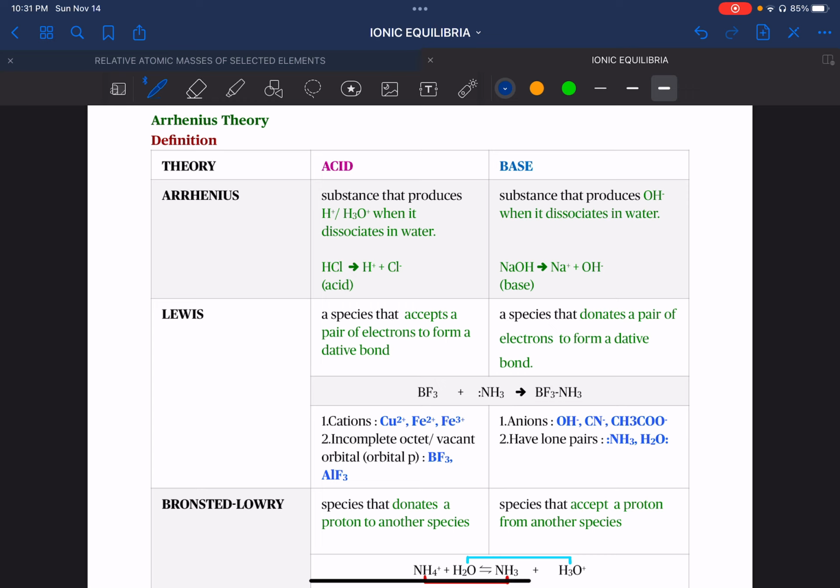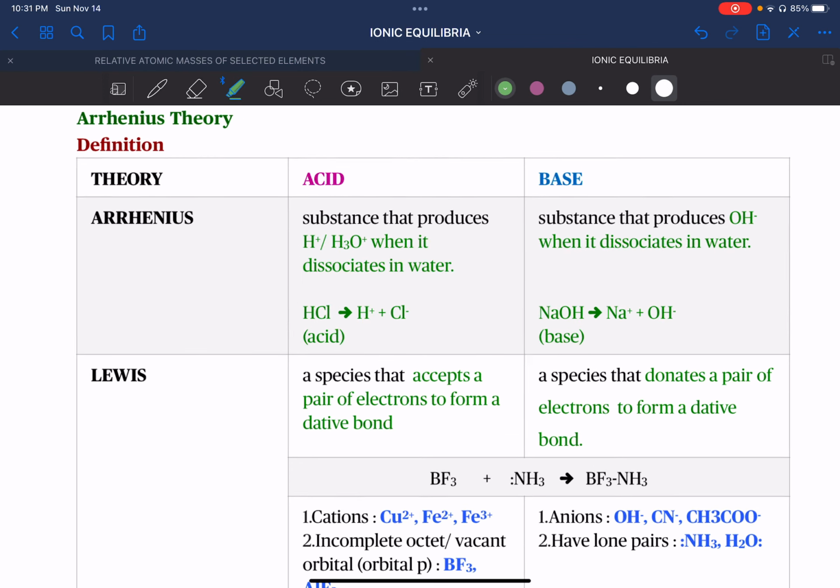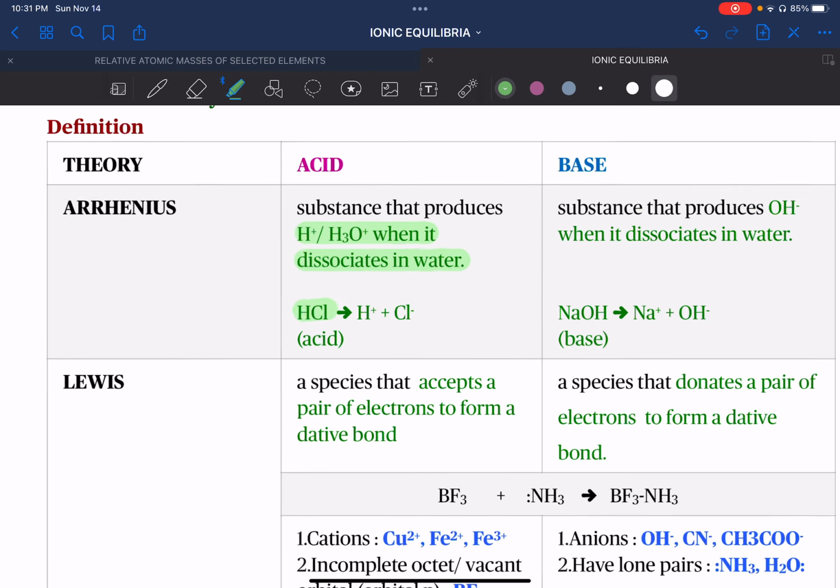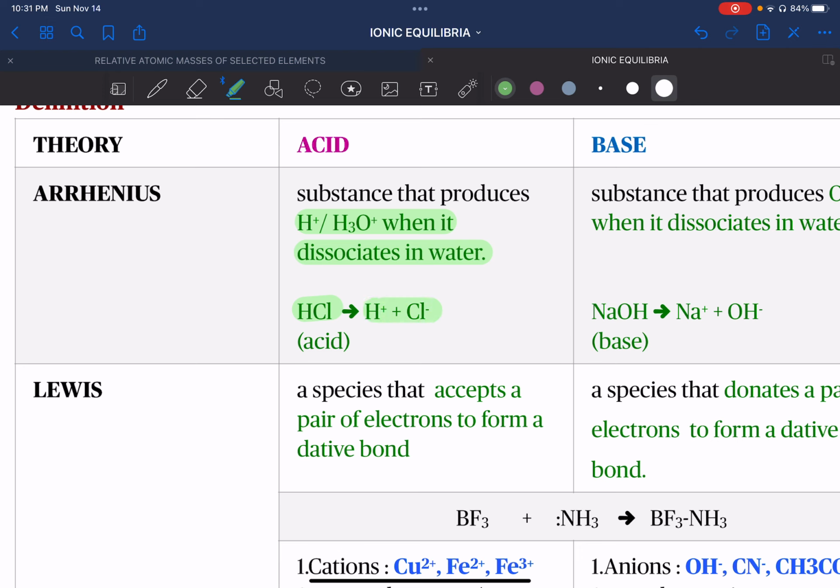The first one is Arrhenius. So basically, according to Arrhenius, acid is a substance that produces H plus or H3O plus when dissociated in water. So for example, kita ada HCl, hydrochloric acid. So, in water, dia akan bercerai, dissociate into ion, which is H plus and Cl minus. Okay, so, memandangkan it produce H plus here, HCl adalah Arrhenius acid. Why? Because it produces H plus when dissociated in water.